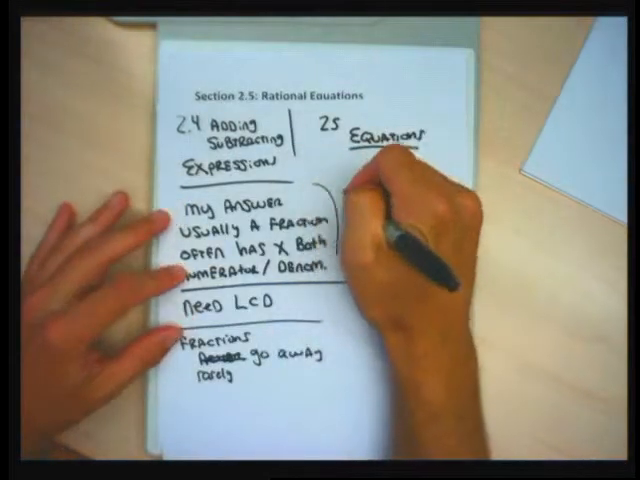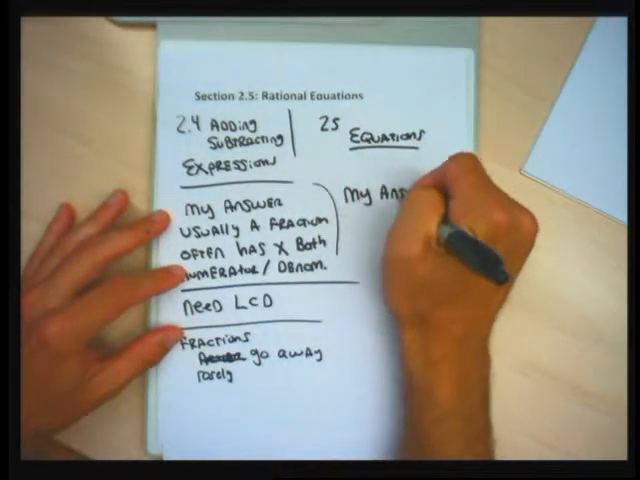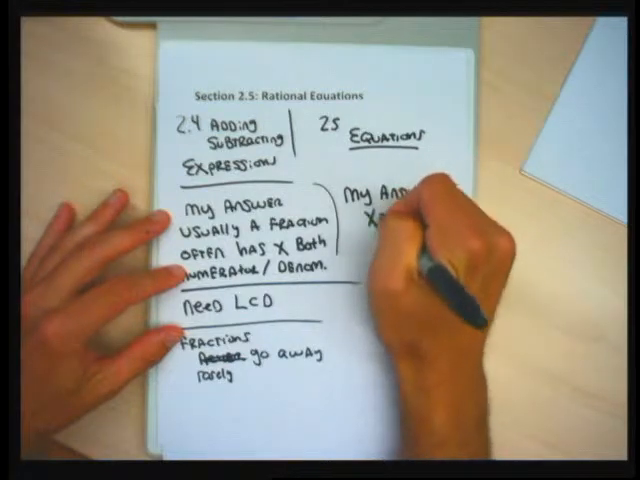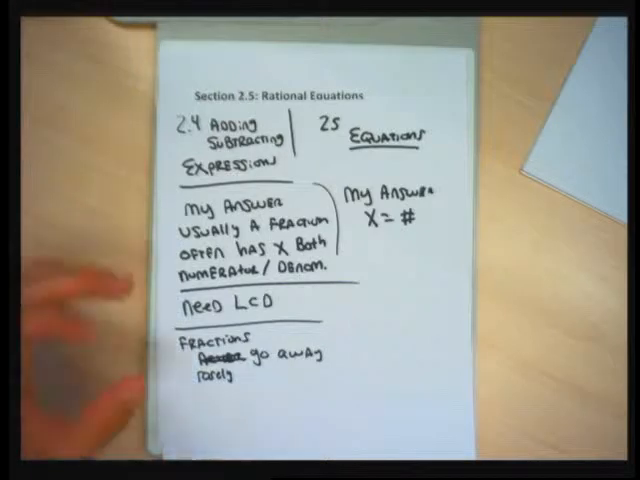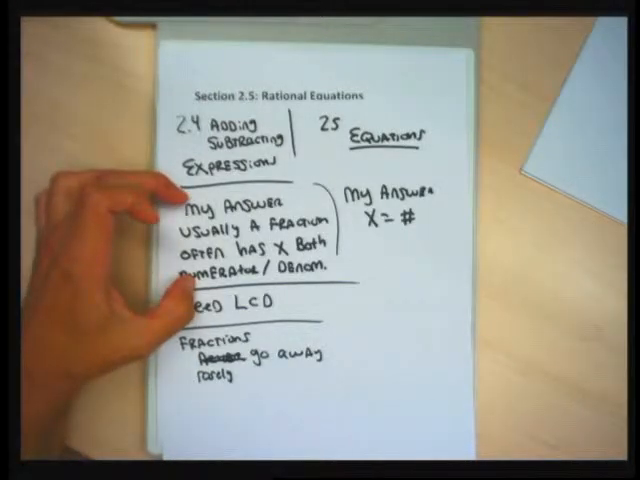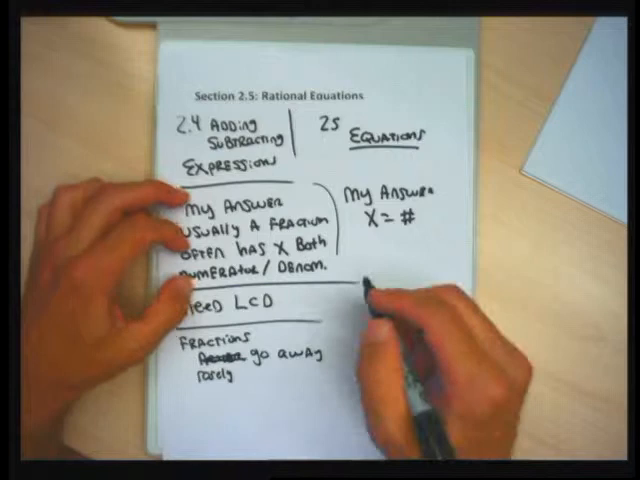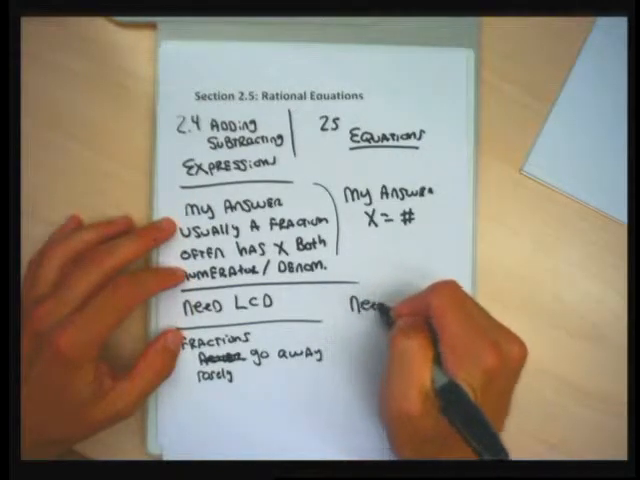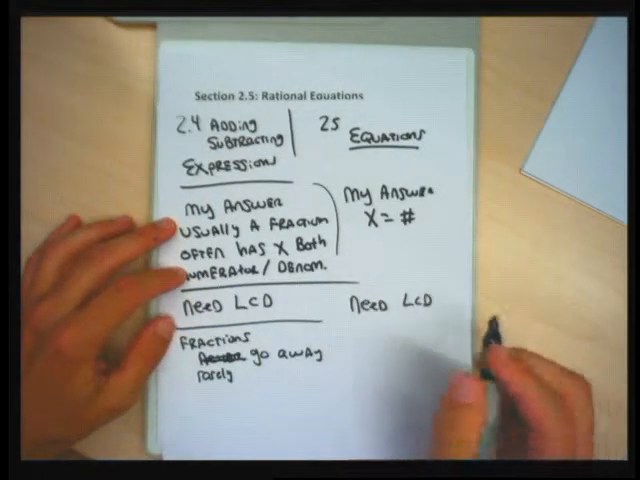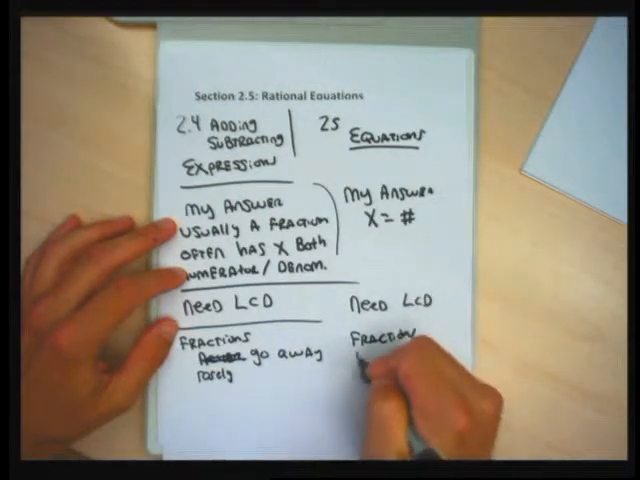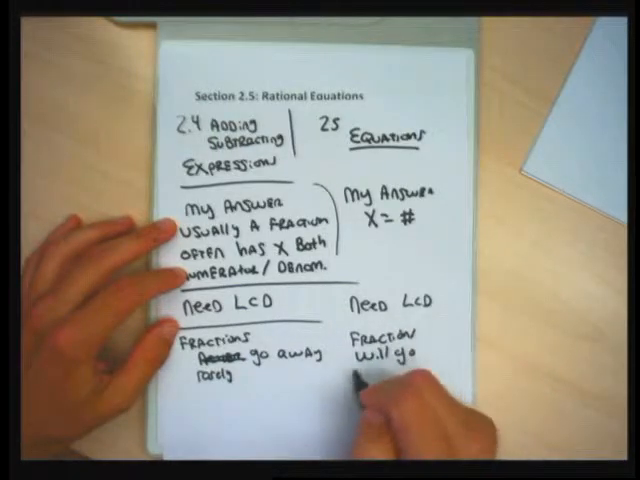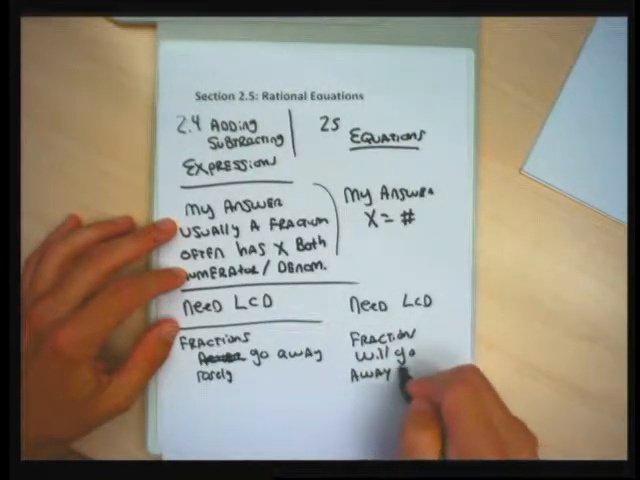In 2.5, my answer will be x equal to some number, or maybe y equal to some number if the letter in the problem is y, or z equal to some number is possible as well, if z is the letter in the problem. But my answer is not normally going to be a fraction that has an x in the numerator and the denominator. Just like the last section, I'm going to need an LCD, but the fractions will go away on one of the first steps.